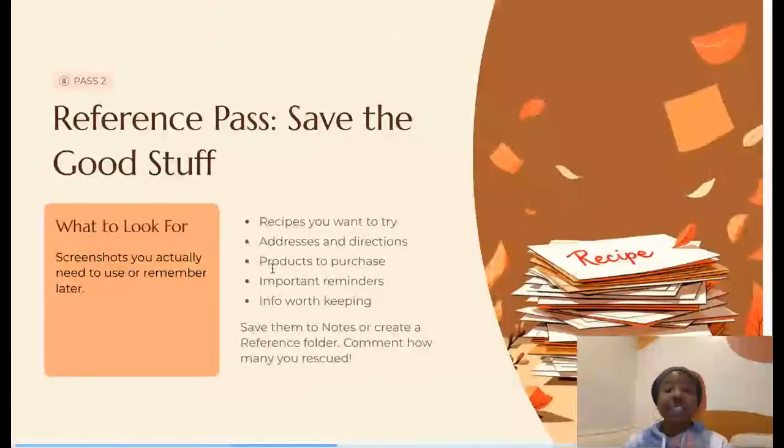Pass number 2. Oh, went too quickly. Pass number 2 is the reference pass. As you were going through and deleting different photos, you may have hesitated on some things. Maybe it was a recipe, maybe it was some workout videos that you saved because you're going to be more active this year. Maybe it is products you need to purchase or Amazon returns. Very often I screenshot the Amazon QR code to keep.